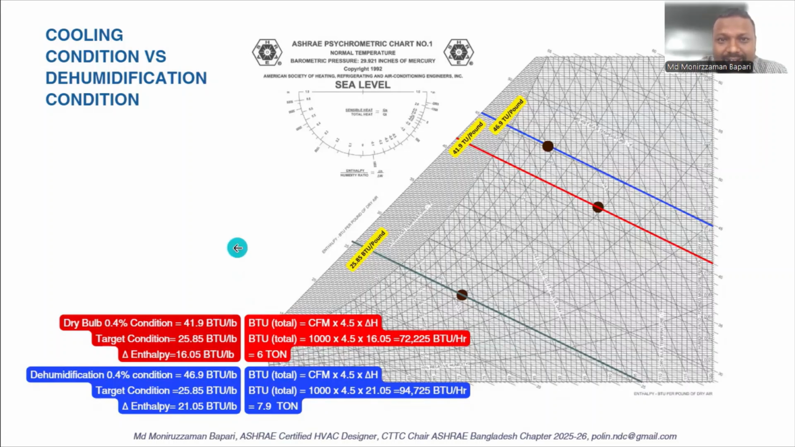And I think it is very simple and straightforward. We are going for 7.9 tons in this particular scenario. But if we do not compare both scenarios and plot them in the psychrometric chart, we don't have the full picture. That's why I said earlier, this is very important and we should not overlook it.